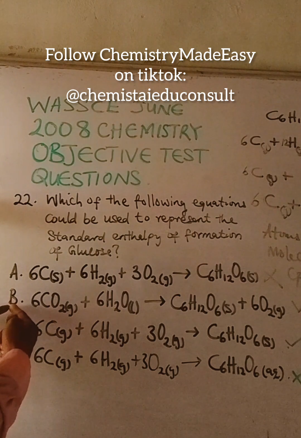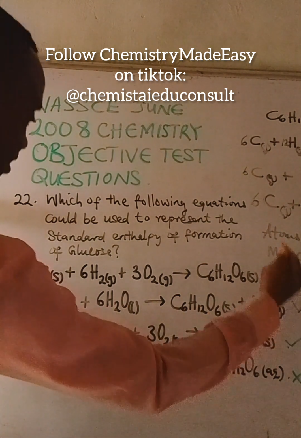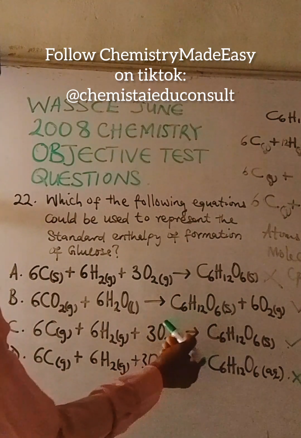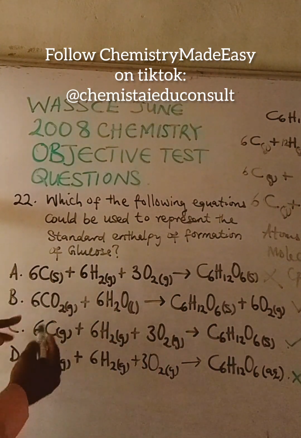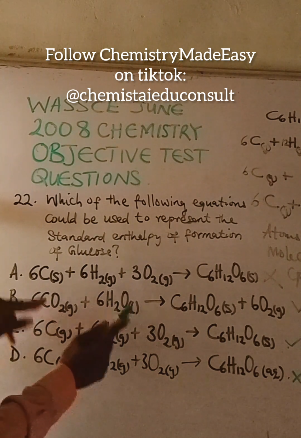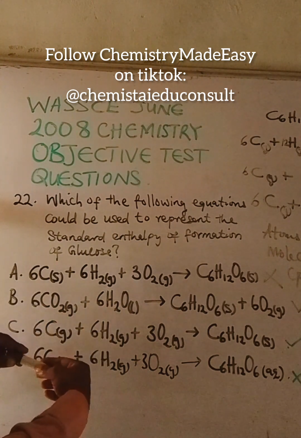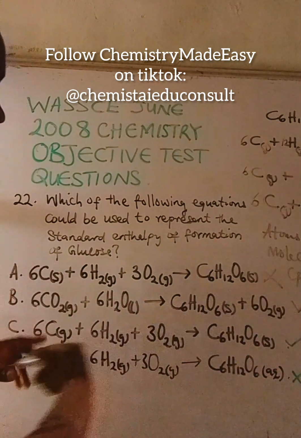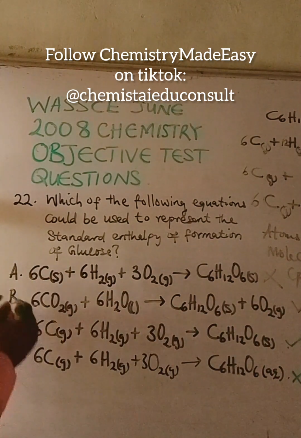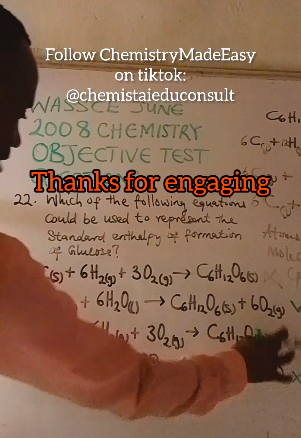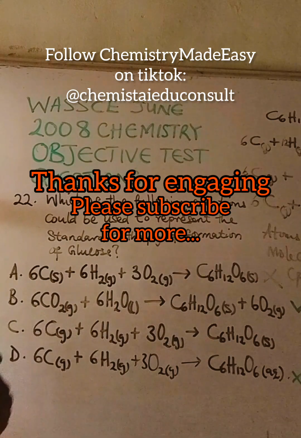And not only that, B option is very correct, because glucose in nature is actually formed through photosynthesis, where carbon dioxide combines with water in a plant's body to form glucose and oxygen as a byproduct. So B is more correct because it's more natural and all the species are in their standard states.